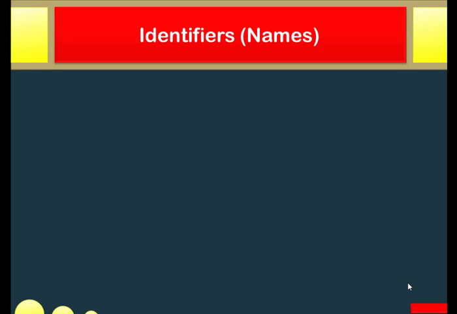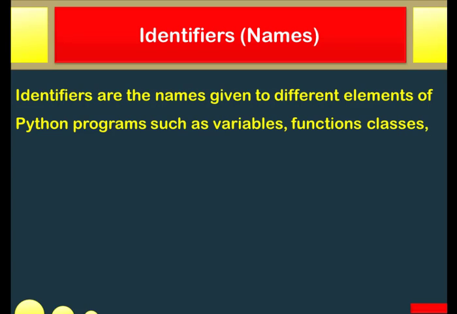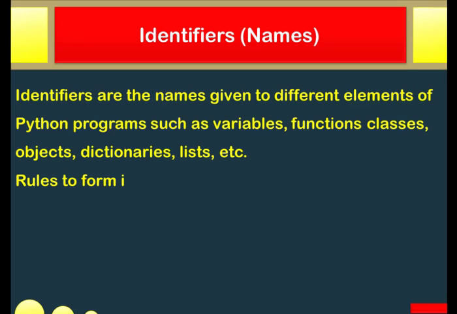Now we are going to learn about identifiers, that is, names. How do you know the people around you? How do you remember them? By their names. Similarly, the different elements in Python are given different names. We are going to learn about it. Identifiers are the names given to different elements of Python programs such as variables, functions, classes, objects, dictionaries, lists, etc.